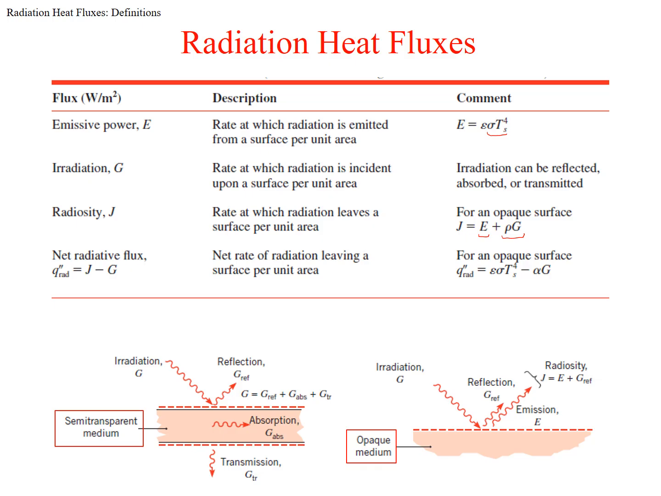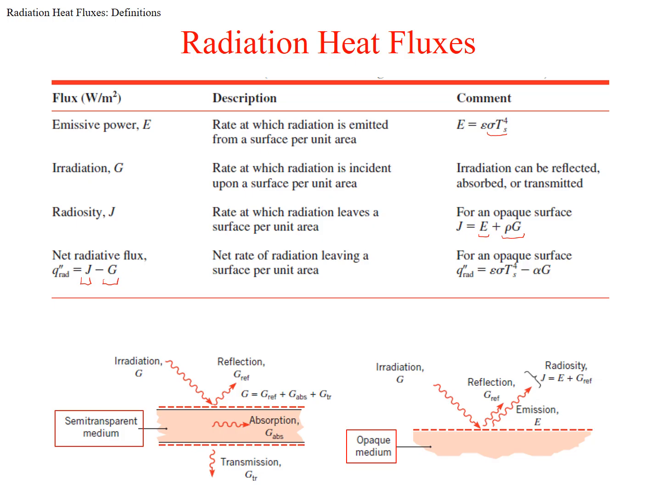And then the last one is net radiative flux, which we call net rate of radiation leaving a surface per unit area. So this is your radiosity, whatever comes out of the surface, minus the irradiation part of it, minus what doesn't really come from the body itself, but what came just through irradiation. So this is what we call net radiative heat flux.